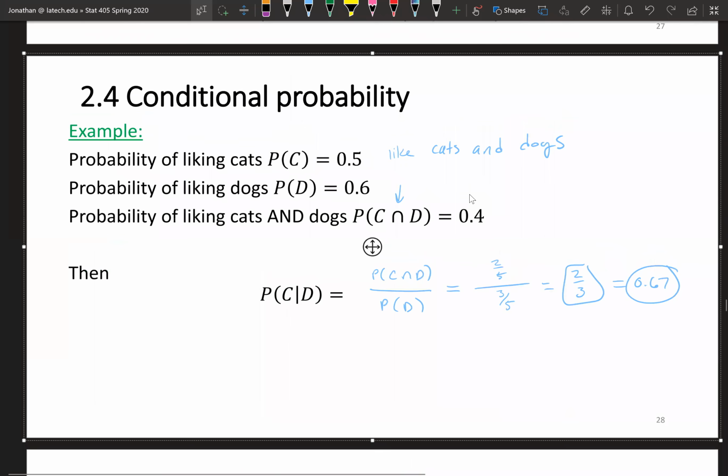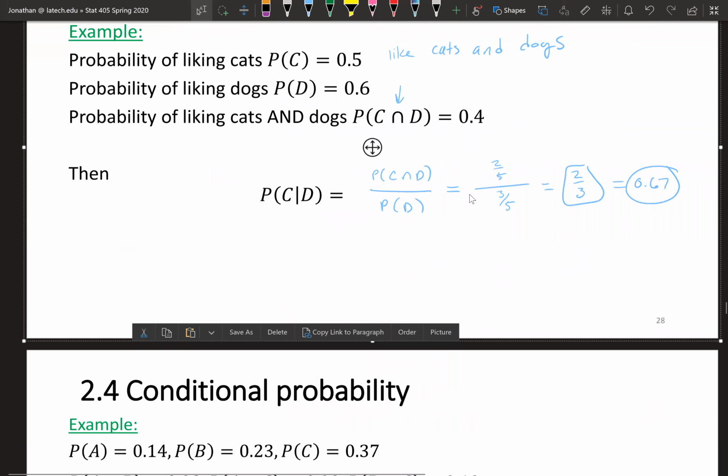And then we did an example here. We just go straight to what's the probability of C given D? Well, that's the probability of C intersect D divided by the probability of D. So that's pretty much all we've covered so far.